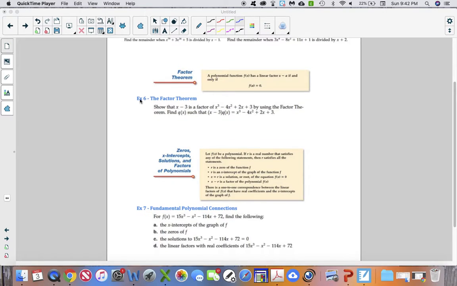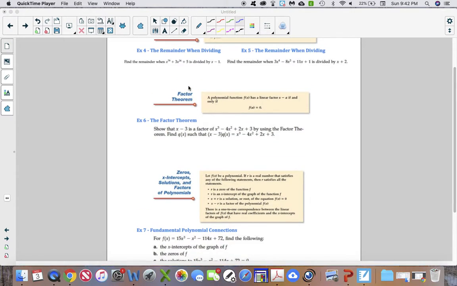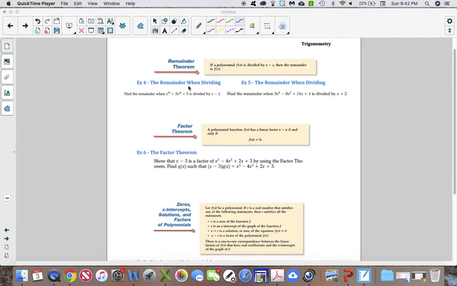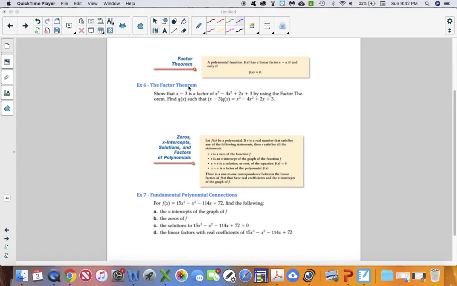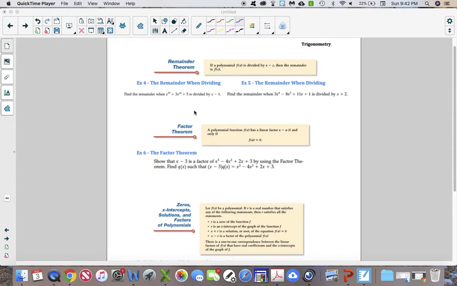I'm going to start off in example 6 where we left off. Long and synthetic division were the main ideas for this section, which we talked about in part A of this video. So if you have not watched that, go back and watch that. But I'm going to start with example 6. We started talking about the factor theorem, which really branches off of the remainder theorem.